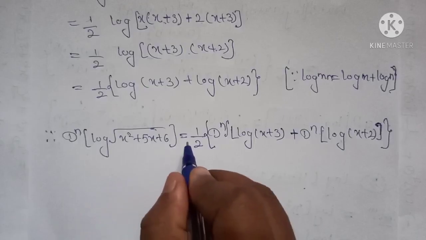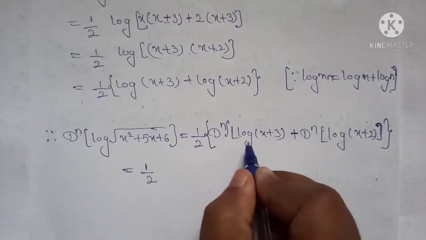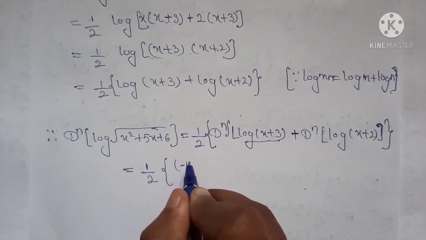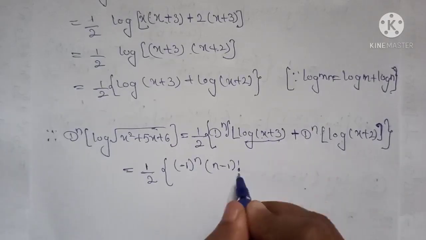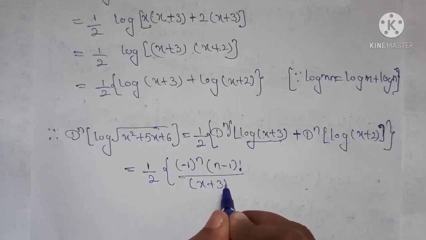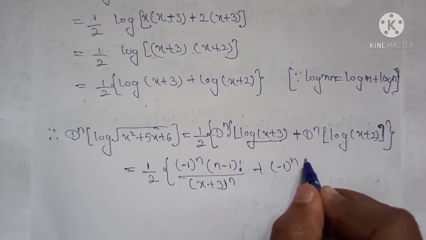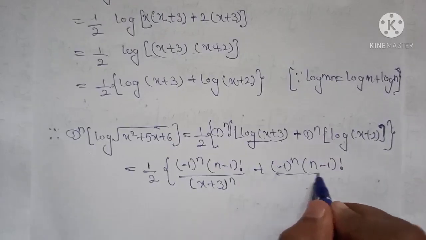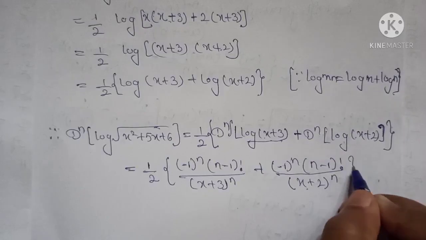So here we use the formula. The nth derivative of this one is equal to minus 1 raised to n minus 1 factorial, a value equals 1, therefore we skip that one, x plus 3 power n, plus minus 1 raised to n minus 1 factorial, again here a equals 1, therefore 1 raised to n equals 1 only, x plus 2 raised to n.